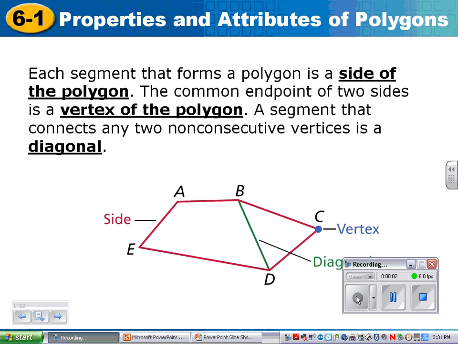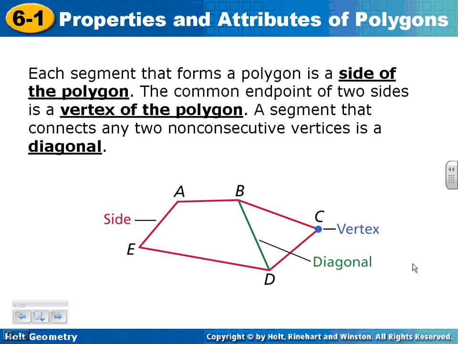All right, here we go. Next chapter in geometry. We'll start with section 1, properties and attributes of polygons. And it reads, each segment that forms a polygon is a side of the polygon. The common endpoints of two sides is a vertex of the polygon. A segment that connects any two non-consecutive vertices is a diagonal.